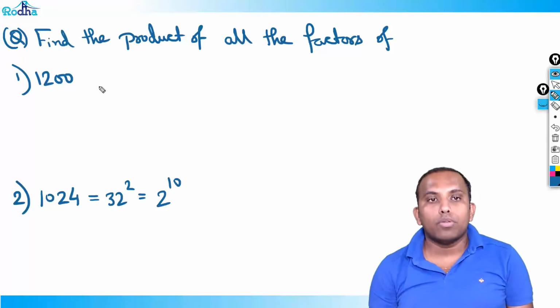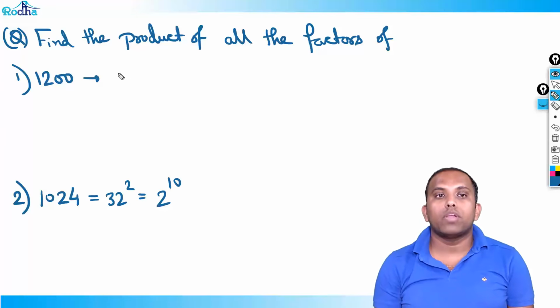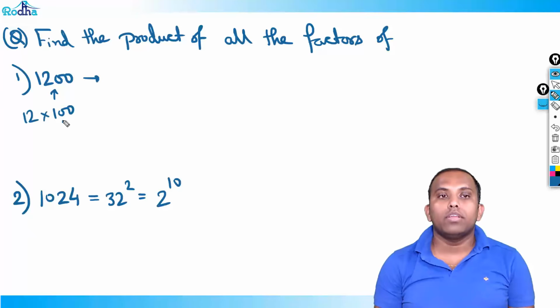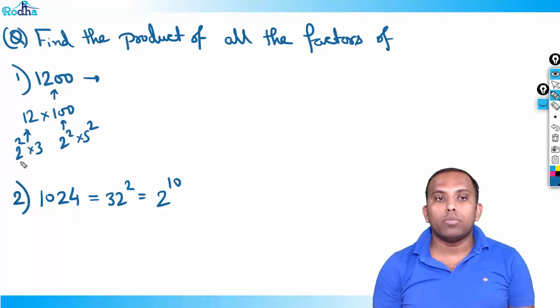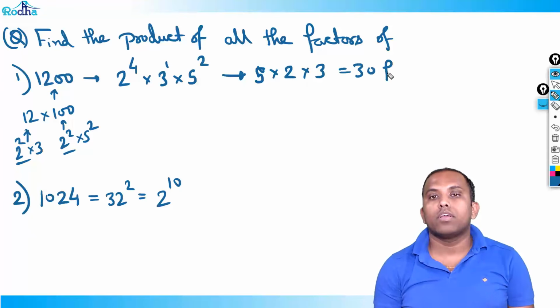So 1200 has got how many factors? If we calculate, it is basically 12 into 100. So again, do it mentally. 12 into 100 is what? 2 square into 5 square. What is 12? 4 into 3, that is 2 square into 3. So it becomes 2 square, 2 square, 2 raised to 4 into 3 into 5 square. So how many factors here? 5 into 2 into 3. That is 30 factors.